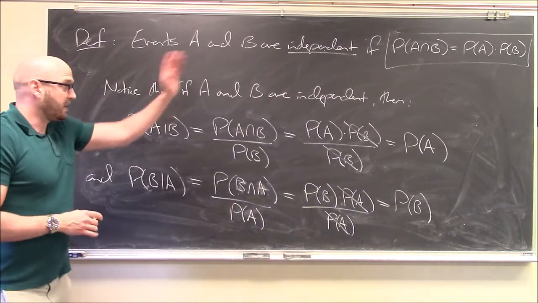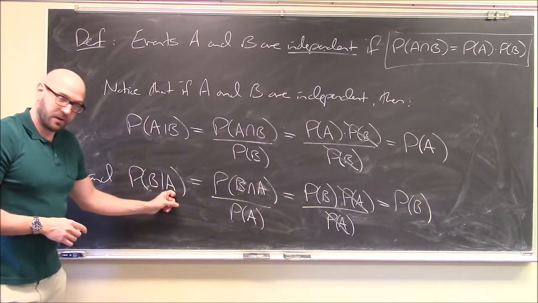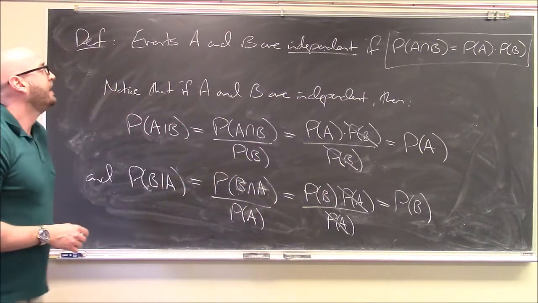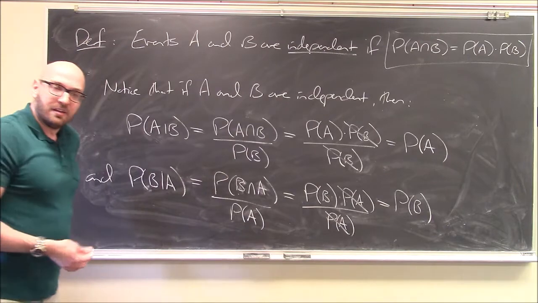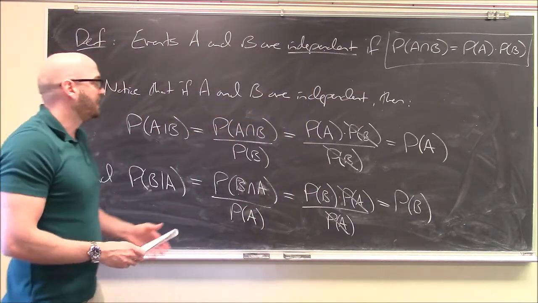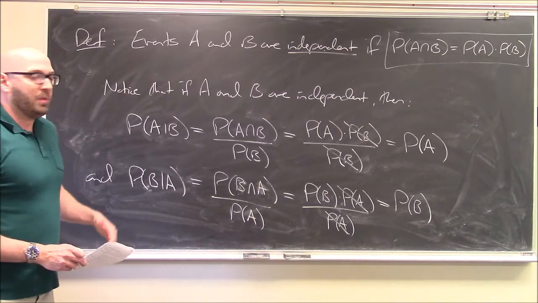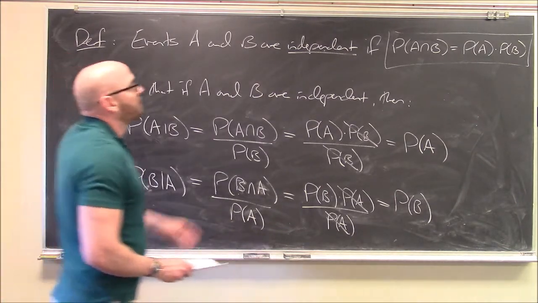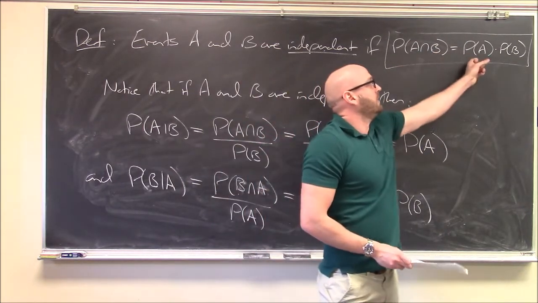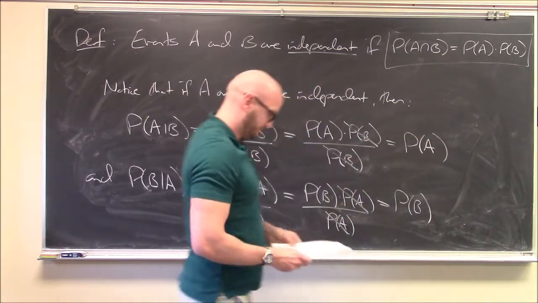So once again, they're independent, so being told that A occurred doesn't change the probability of B occurring at all. This is what independence is getting at, right? Being told that one event happens doesn't affect the probability of the other event occurring. But this is formally the definition. If you want to check if two events are independent, just check if this equality holds.